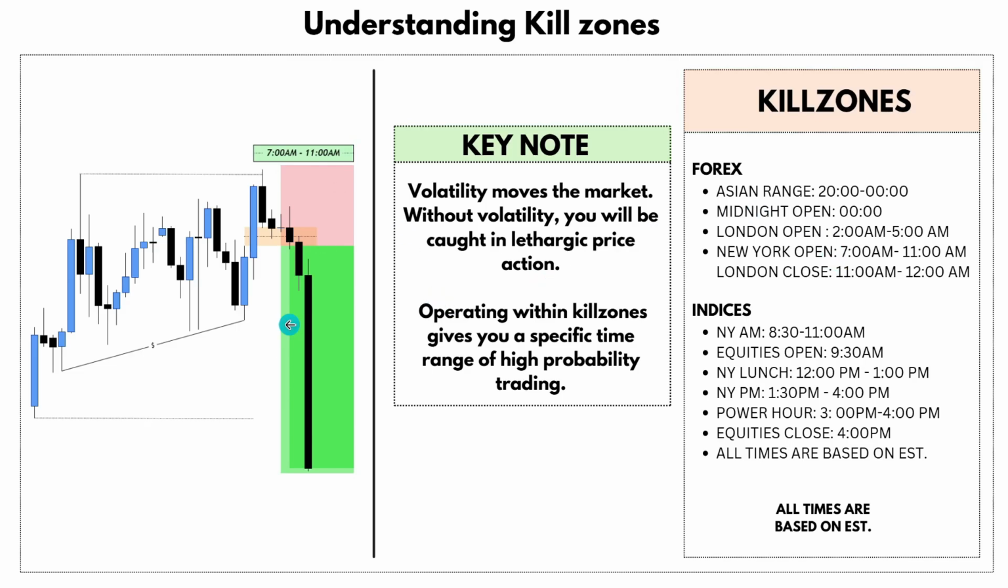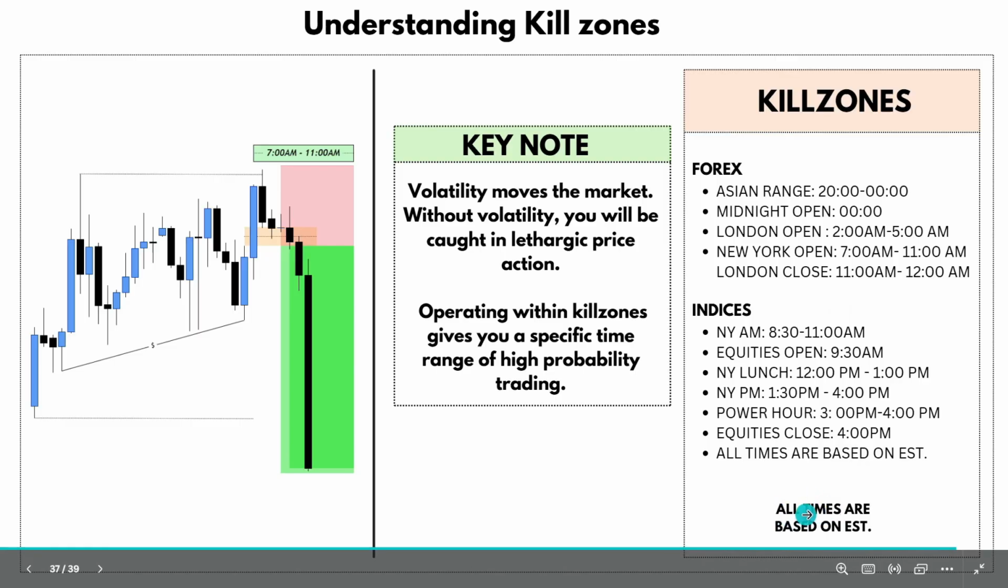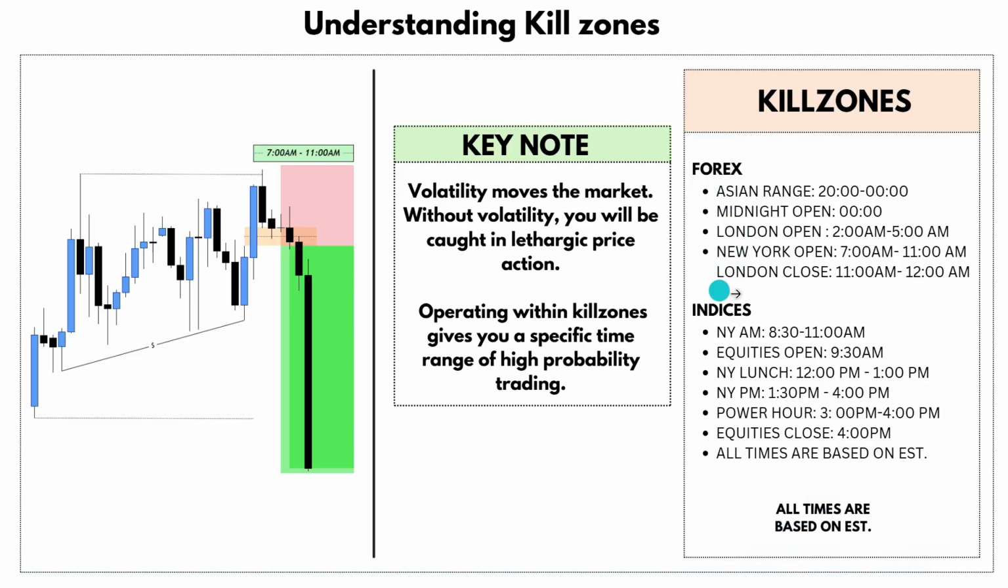As you can see right here, this trade used the New York open kill zone time between 7 a.m. to 11 a.m. Eastern Standard Time. All the times are based in Eastern Standard. This right here is all the Forex kill zone times, and this right here is all the indices kill zone times. So if you trade NAS 100, S&P 500, or US 30, make sure you're trading based on the indices times. And if you're trading any Forex pairs or any commodities, make sure you are following the Forex kill zone times, because this is where the volatility kicks in. This is where the extreme movements happen.